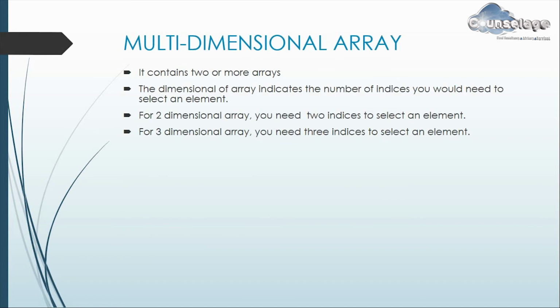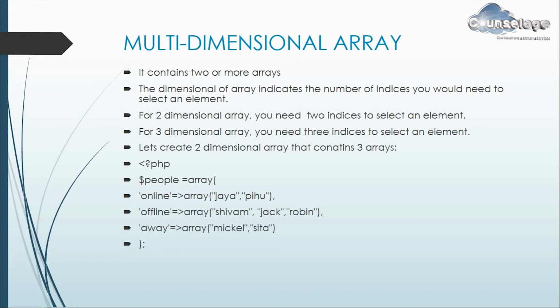Multidimensional array. It contains two or more arrays. The dimension of an array indicates the number of indices you would need to select an element. For a two-dimensional array, you need 2 indices to select an element. For a three-dimensional array, you need 3 indices to select an element.